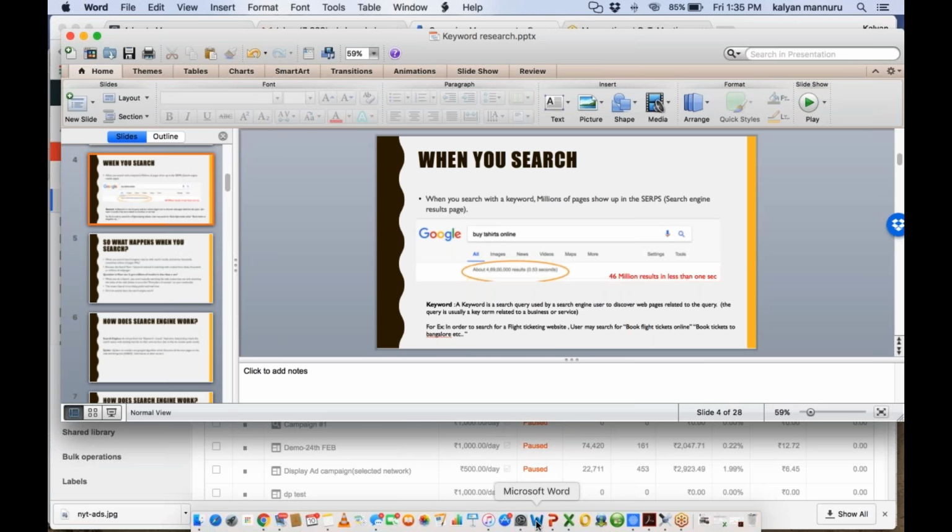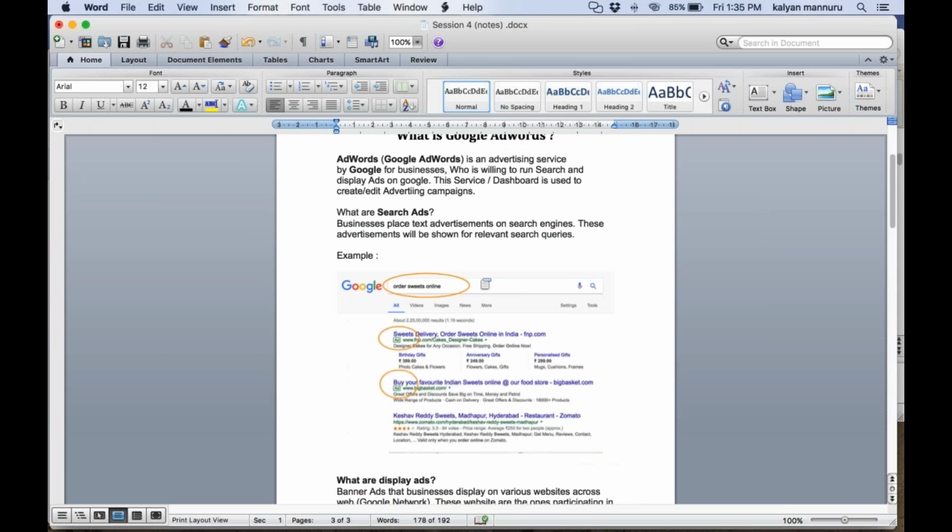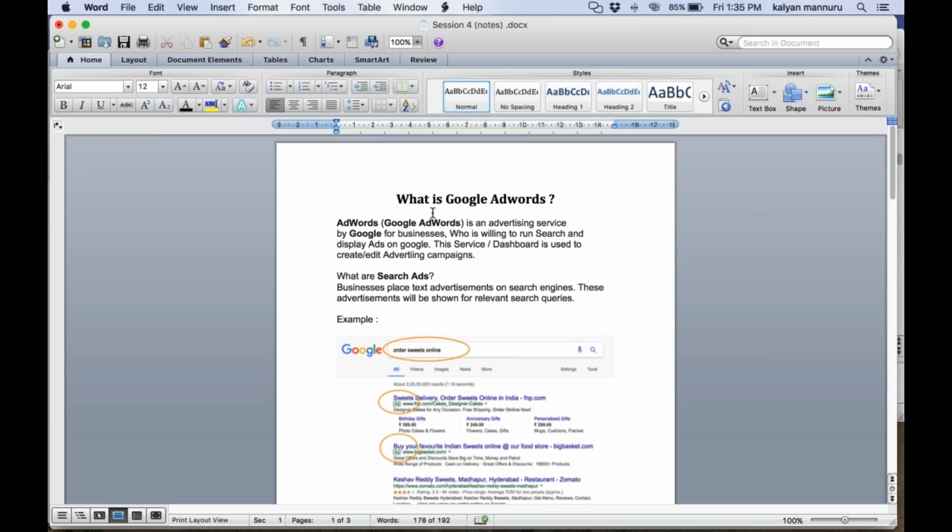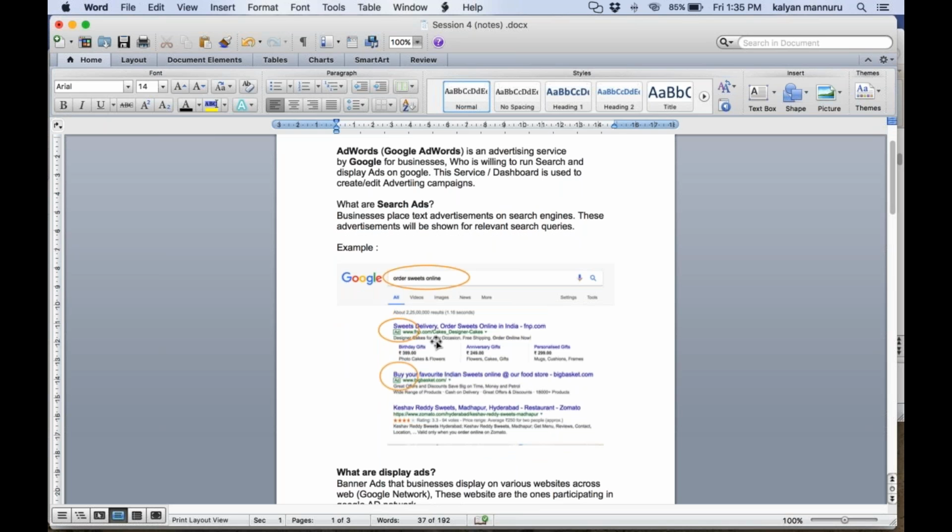So I have a document that I've compiled. If you can have a look here, I have taken notes on what Google AdWords is all about. Yesterday, I learned that you are not aware of Google AdWords, so I gave simple notes here, which will be sent to you after the session. If you look here, I explained what search ads are along with an example. AdWords is an advertising service using which businesses can run search and display ads on Google.